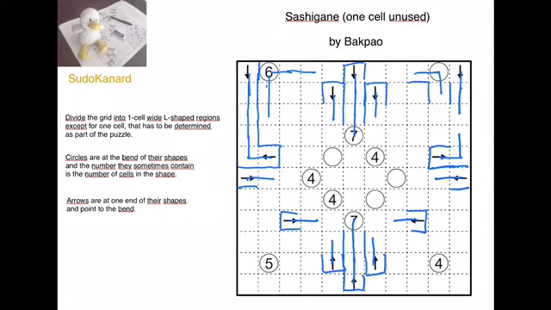In a normal Sashigane puzzle, this cell would have to be used by this shape. But we know that one cell somewhere has to be unused, so something is still ambiguous in this regard. Now, where should I look next? This is very suspicious, obviously.